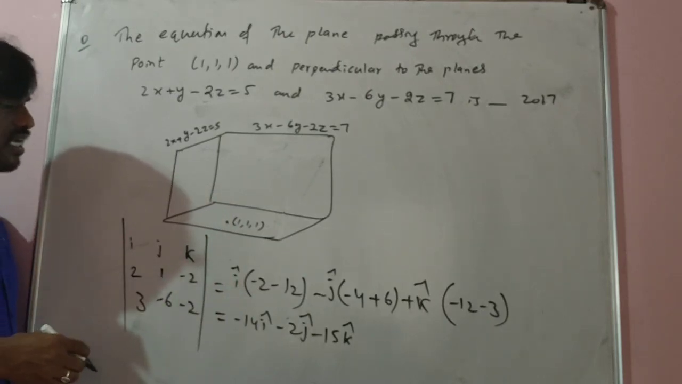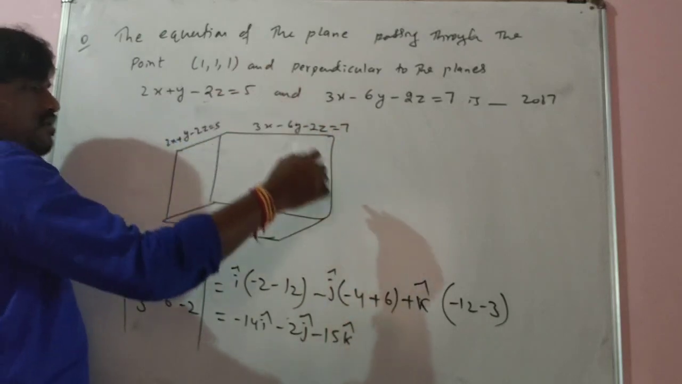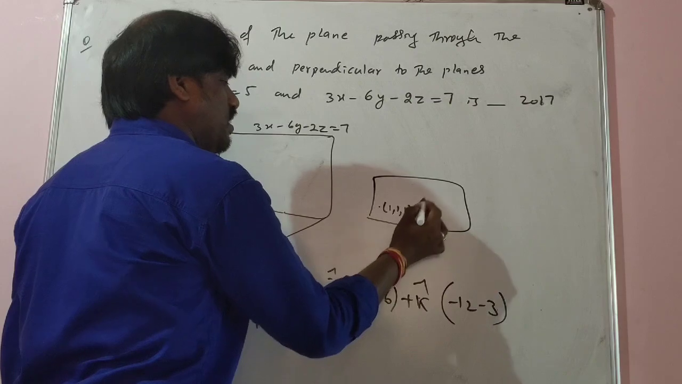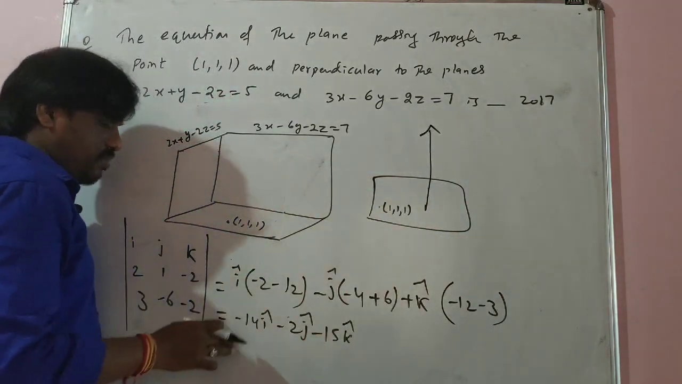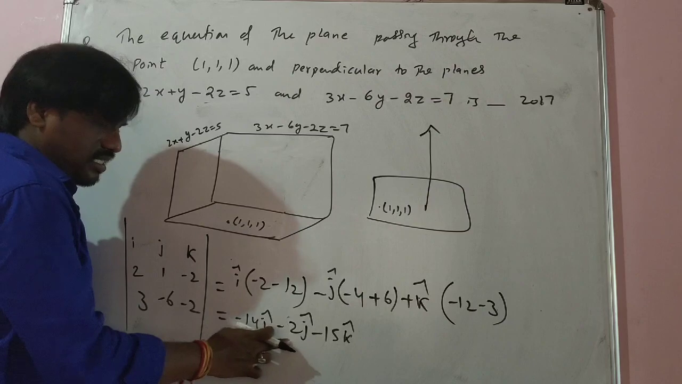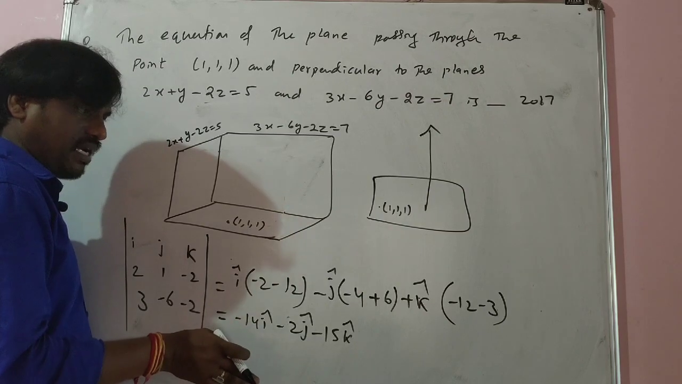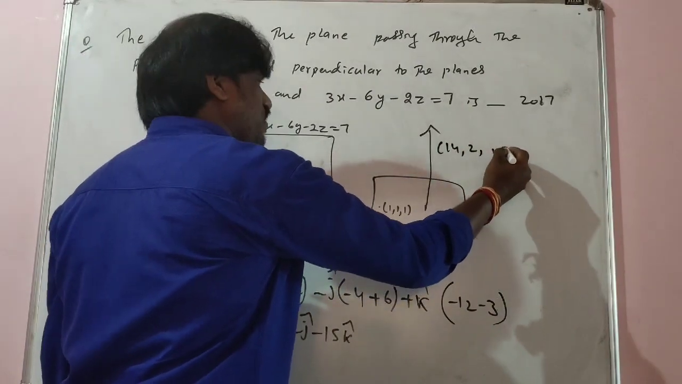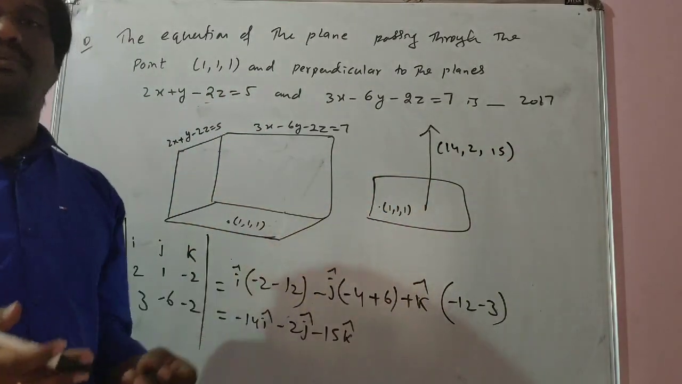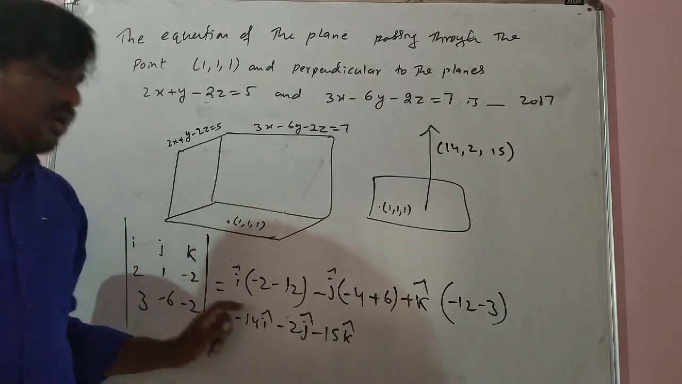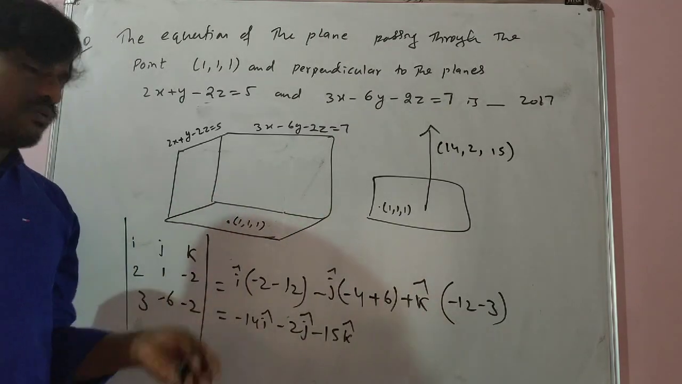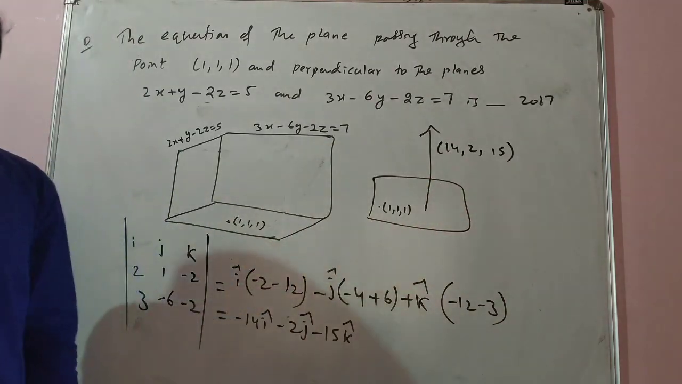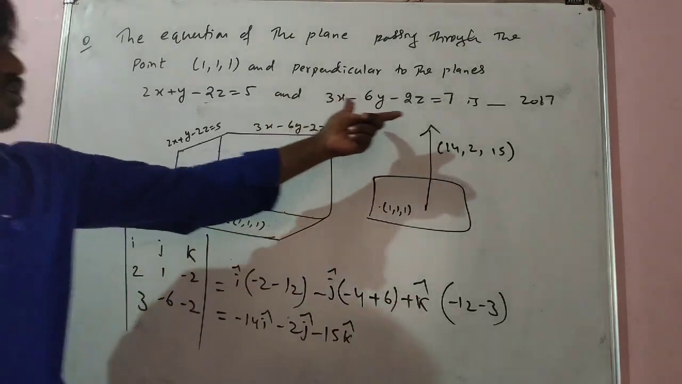Okay, so I got the normal of this plane. Whatever the required plane is, for that plane you have the point (1, 1, 1), and the normal to this you can take with the minus multiplied out, there is no problem. So you can take directly 14, 2, 15. Whenever directions are multiples of each other, you can take the minus out. So you can take the direction as 14, 2, 15. So you have a direction and a point on the plane, and you have to find the equation of the plane. This is JEE 2017.